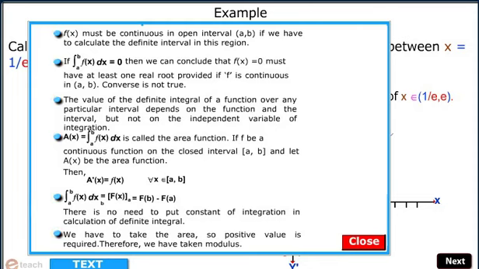Integration a to b f(x) dx equals F(x) with the limits a to b, that is equal to F(b) minus F(a). There is no need to put the constant of integration in calculation of a definite integral. We have to take the area, so a positive value is required. Therefore, in this example, we had taken modulus.